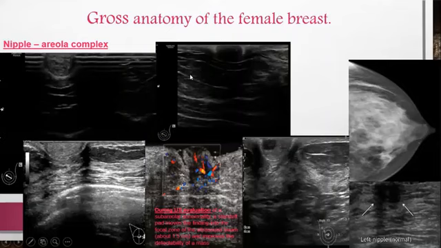On ultrasound, the nipple is really challenging. If you start by this, it looks like a mass. It looks like a pseudomass. It looks like not hypoechoic with shadowing. But when we compare with the mammogram, look how it was perfect. It is not a real one.